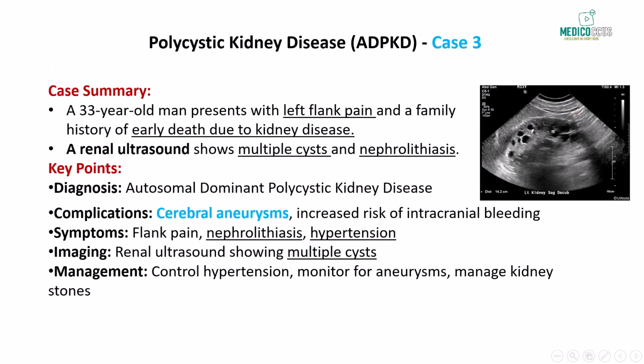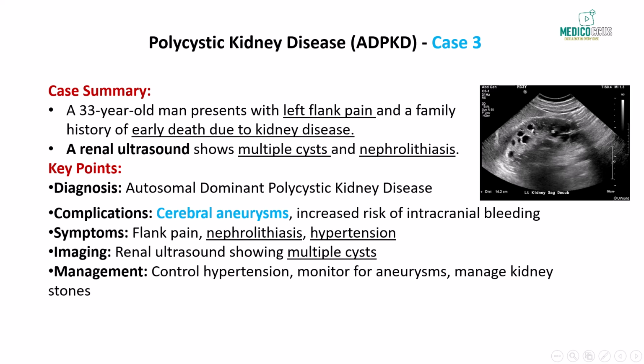Next, let's look at a 33-year-old man who presents with left flank pain and a history of hypertension. A renal ultrasound shows multiple cysts in both kidneys, along with echogenic foci suggestive of nephrolithiasis. His father passed away at age 42, raising suspicion for an inherited condition.